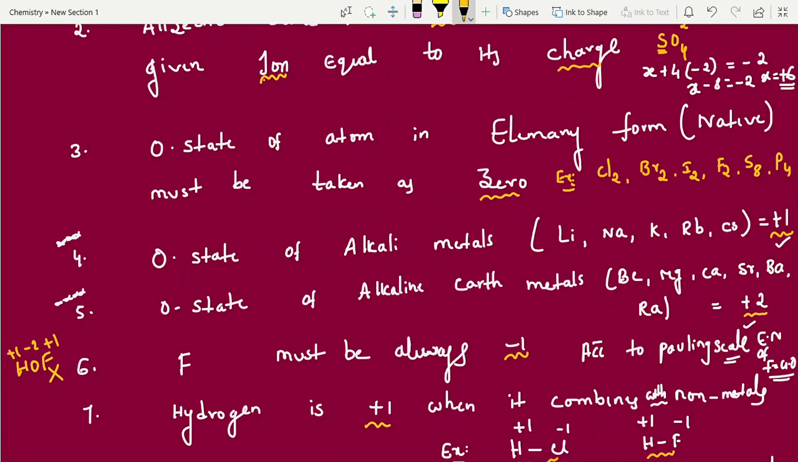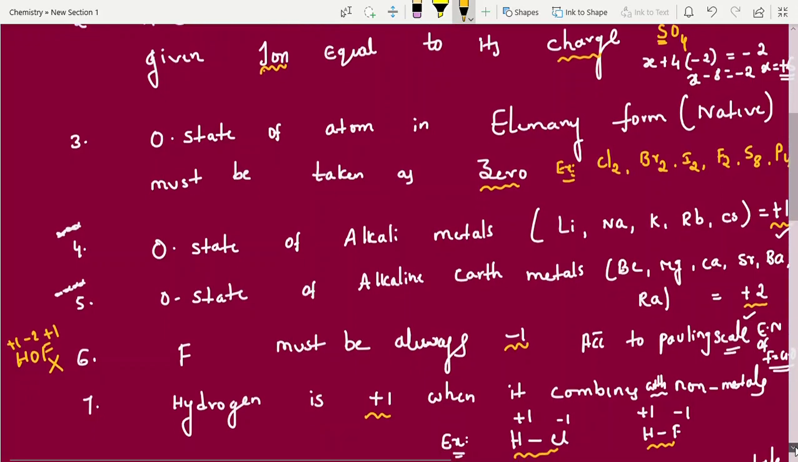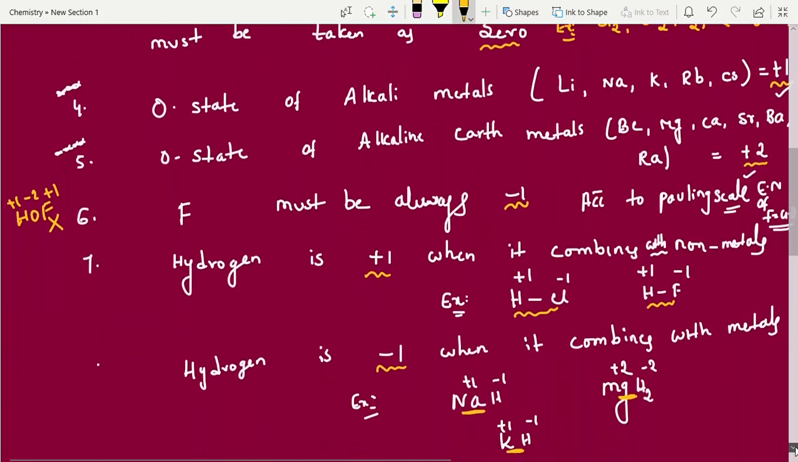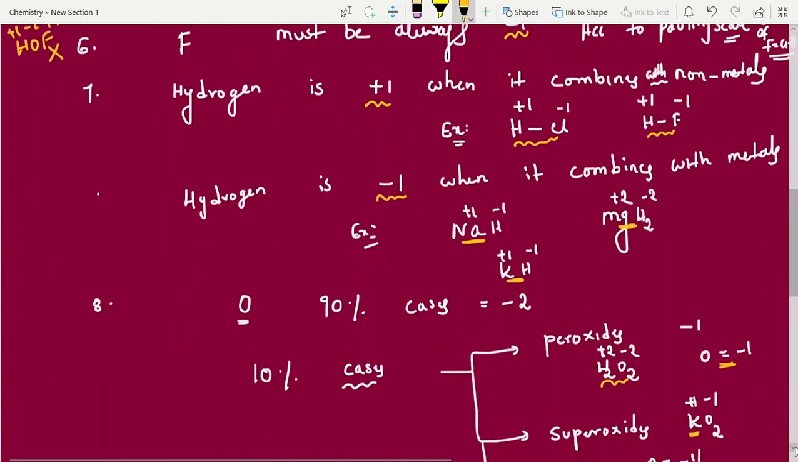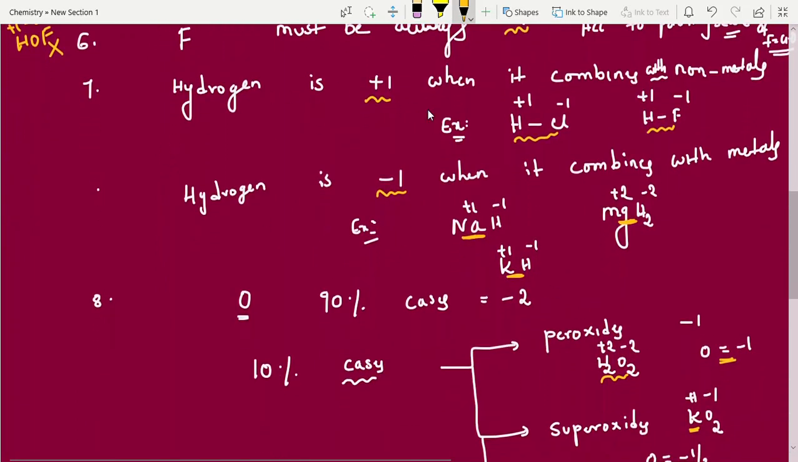Now, next, another important example. Look into this, the seventh one. Hydrogen has valency 1 and oxidation state +1. When hydrogen combines with non-metals, the non-metals gain electrons, right, students? This is -1, and definitely this is +1. The overall compound value must be 0. See here also, hydrogen, the same thing. But hydrogen also combines with metals.